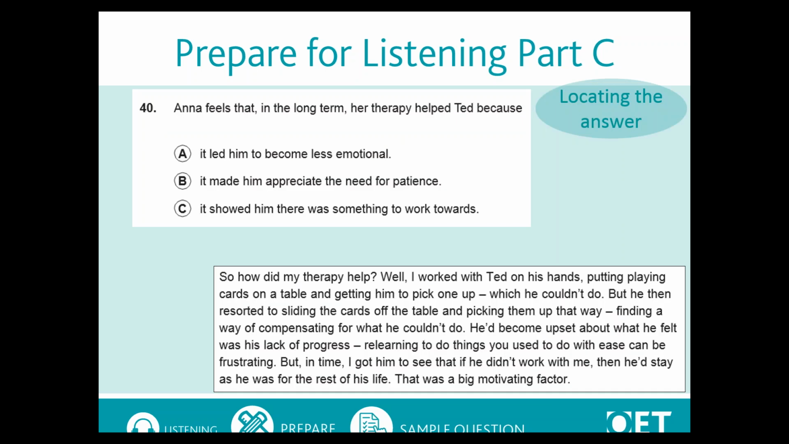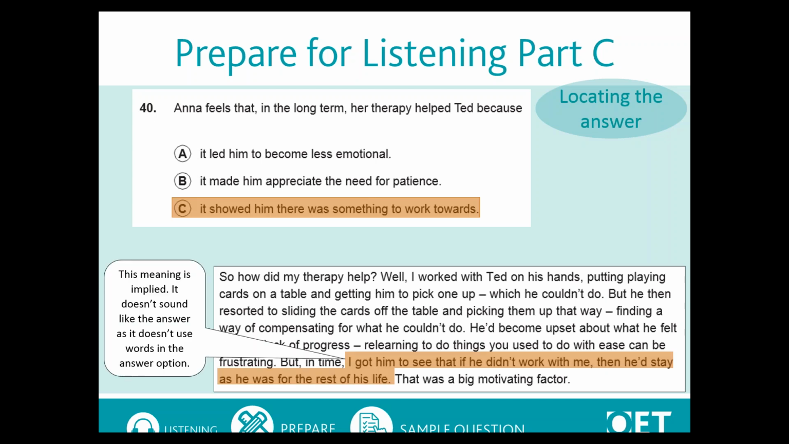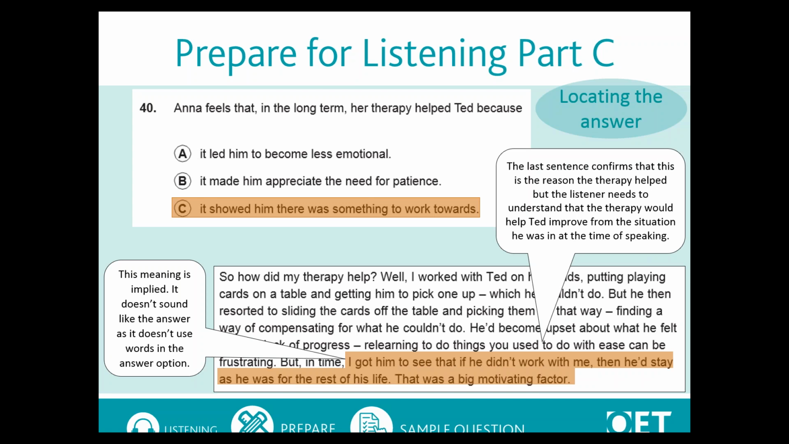It is quite likely that the meaning of the answer option that is correct may be inferred or implied rather than directly provided. This means you need to not only listen to the individual words, but understand the meaning provided by them in combination, as in this example. The implication here is that working with Anna meant Ted didn't have to stay the way he was, and this is backed up by the final sentence.